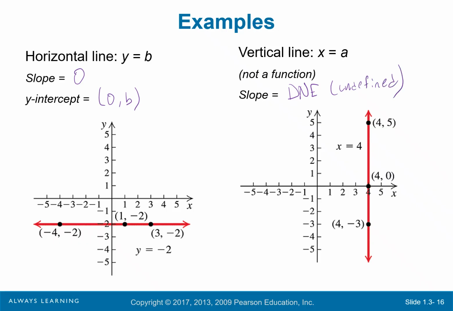Okay, so here's a perfect example. y equals -2. My slope is 0, and it's just a horizontal line at -2. Notice all my y values are the same at -2. Whereas on the right-hand side, I have x equals 4. I have a vertical line at x equals 4, and they all have the same x value.